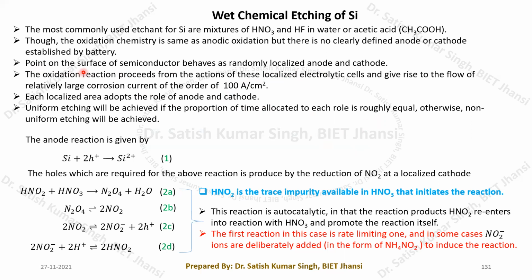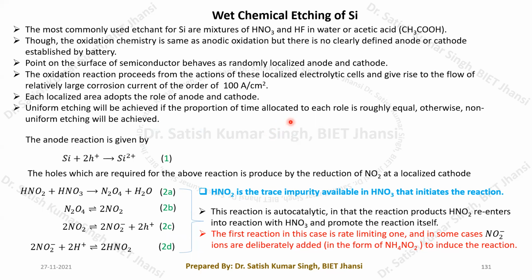So basically, a point on the surface of the semiconductor behaves as a randomly localized anode and cathode. Why are we saying it is a randomly localized anode and cathode? Because any point on the surface of the wafer cannot act only as a cathode. Sometimes it acts as a cathode for a certain amount of time, and for another amount of time it may act as an anode. The meaning is that the point on the surface is sometimes acting as an anode, and sometimes acting as a cathode.